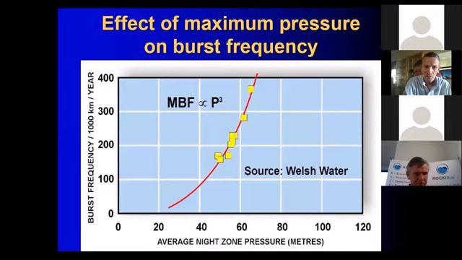So by reducing the maximum pressure, that's your nighttime pressure, by 50%, you drop it from 100 to 50, you can reduce the number of leaks in your system by a factor of 8. So that is the impact of pressure management on new burst pipes.